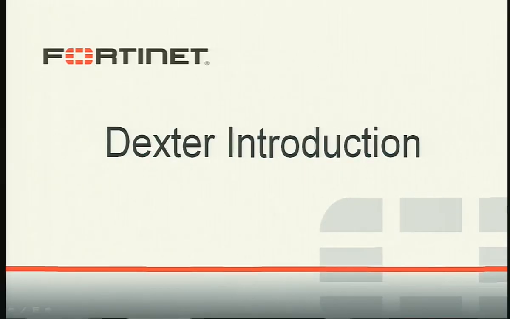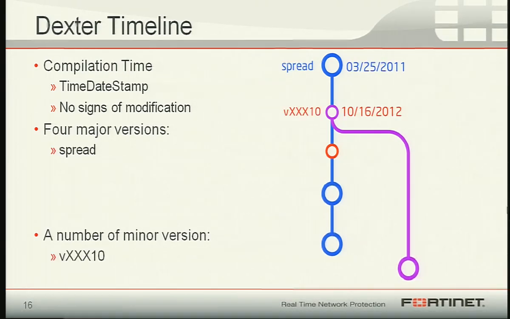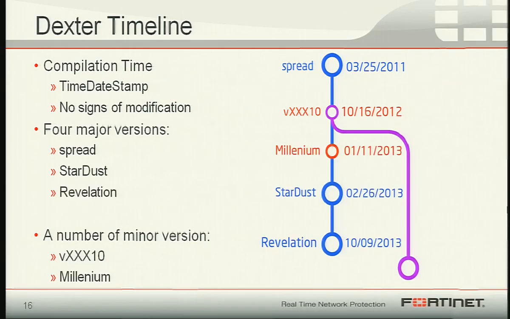So I'm just going to quickly introduce Dexter before the demo. We attempted to create a timeline of the development of Dexter based on the time date stamp. This field in the PE header actually holds the compilation time. Some malware authors may deliberately modify this field, but we didn't see signs of this, so we attempted to create this timeline. It begins with Spread in 2011, VXX10 in 2012, Millennium Stardust Revelation in 2013, and then Misto in 2014.